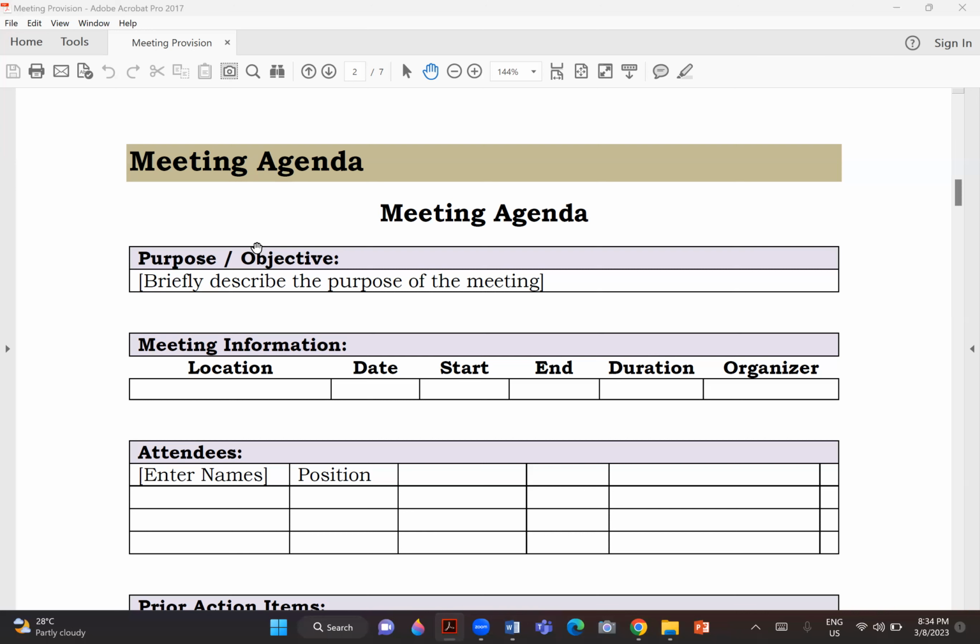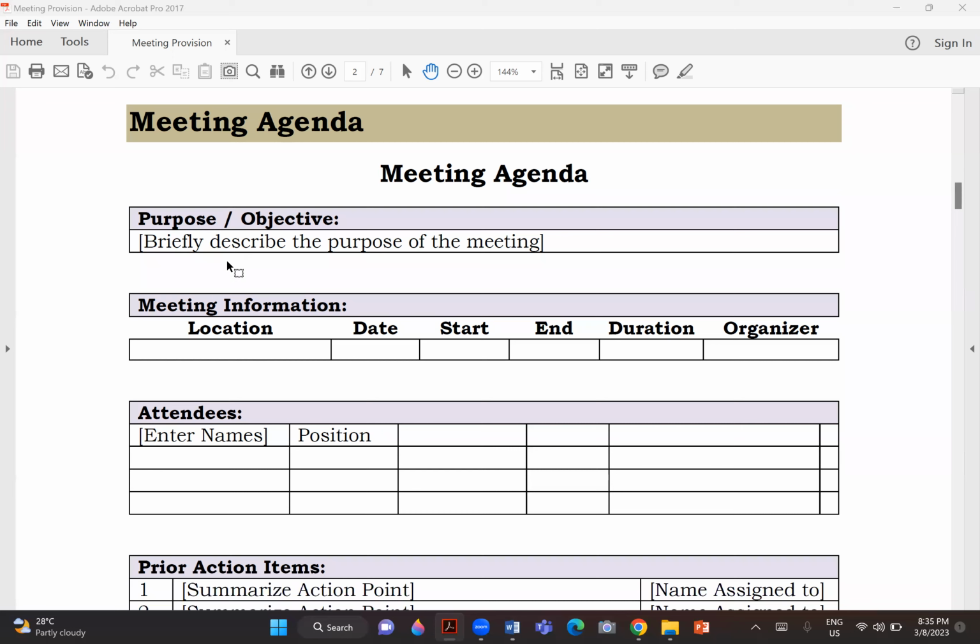So first of all, as we mentioned before, we need to have a well-stated purpose or objective. In brief, you need to describe the rationale behind calling for the meeting. So why are you calling for the meeting? What is the significant content that will be discussed, which has to be connected to the guiding statements, mission, vision, core values of the institution, as well as the strategic plan of the institution.